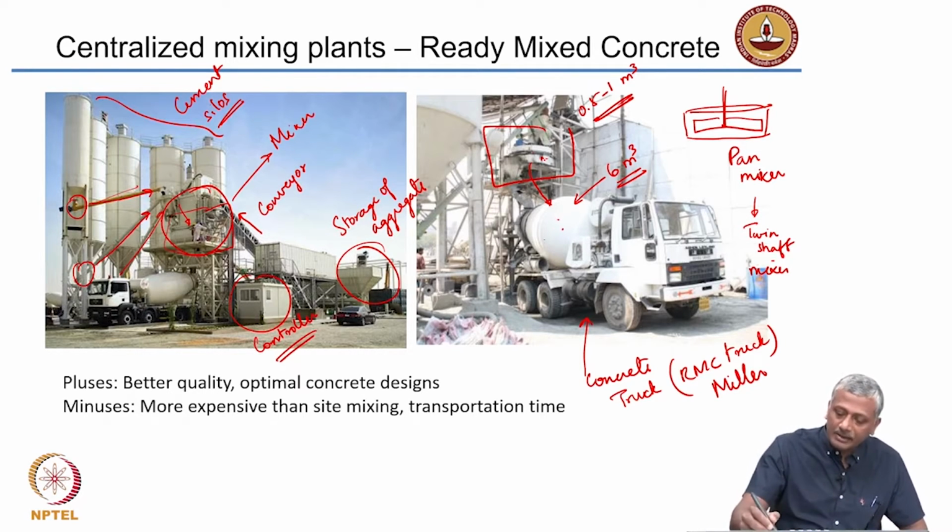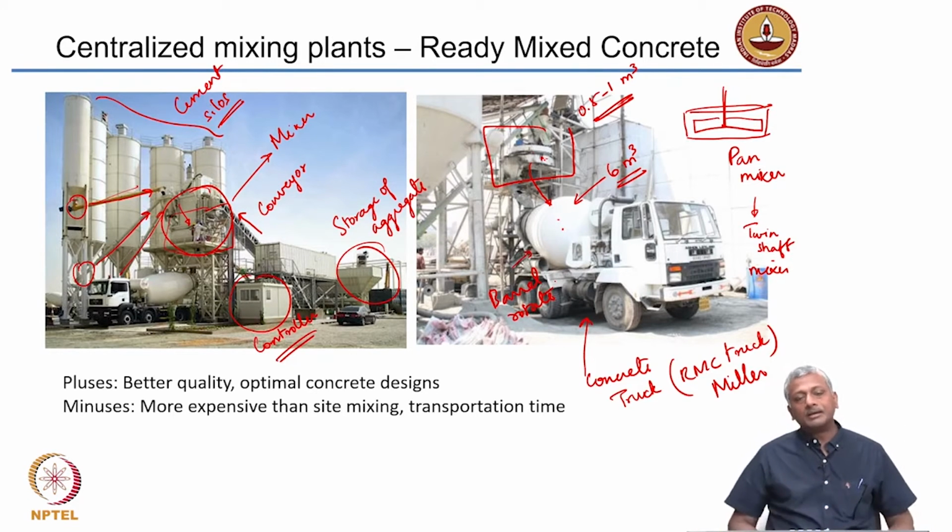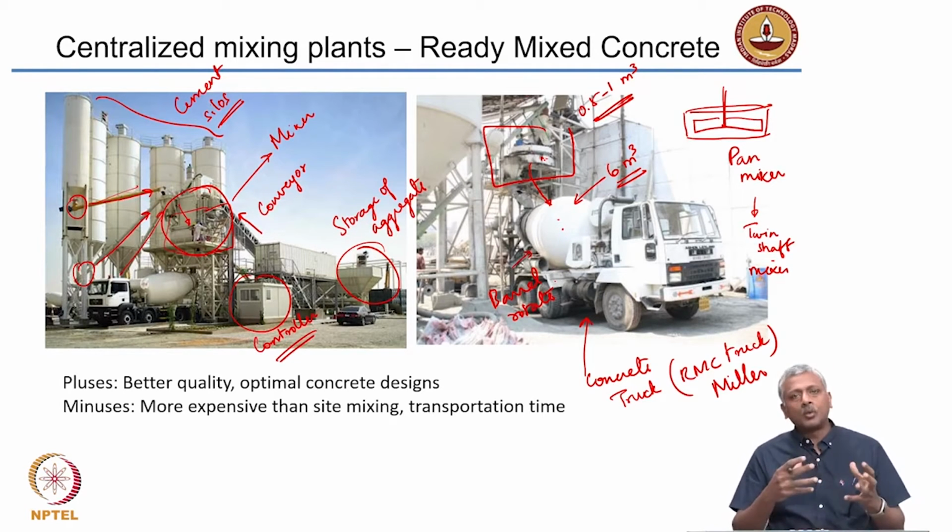The truck has this barrel which can rotate. So, the barrel basically can be rotated to continue to mix this concrete which is getting dumped from the centralized plant. And you may have seen that when these trucks go from the plant to the job site, they have a very slow rotational movement. Why do they do that? Because they do not want the concrete that is inside to get set or to start getting separated.